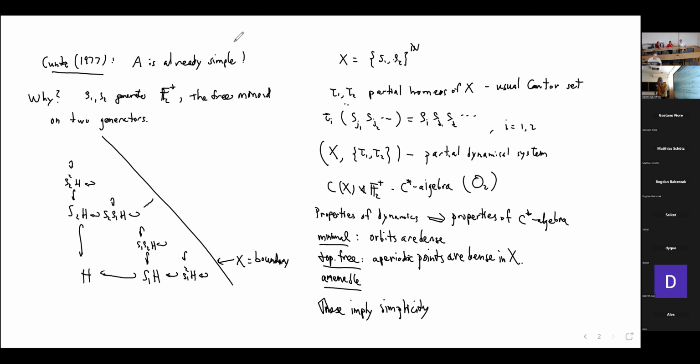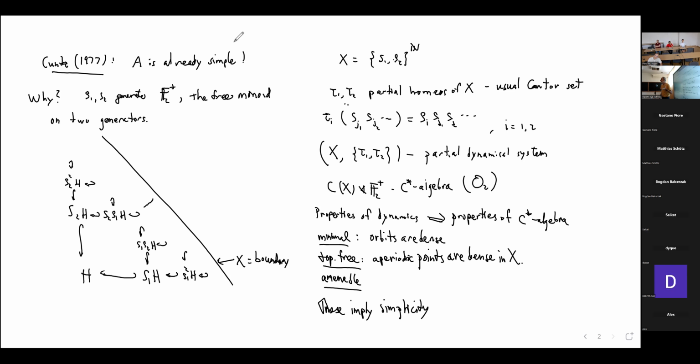I know you didn't define amenability, but does it imply that this cross product is nuclear? Yes, amenability implies that the cross product is nuclear. It's stronger than nuclear. It's possible that they are equivalent in this context. I'm not sure.